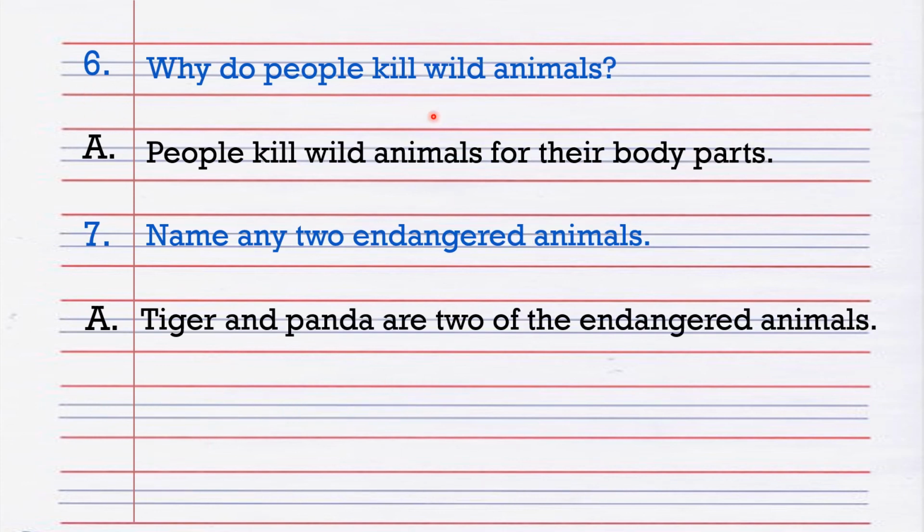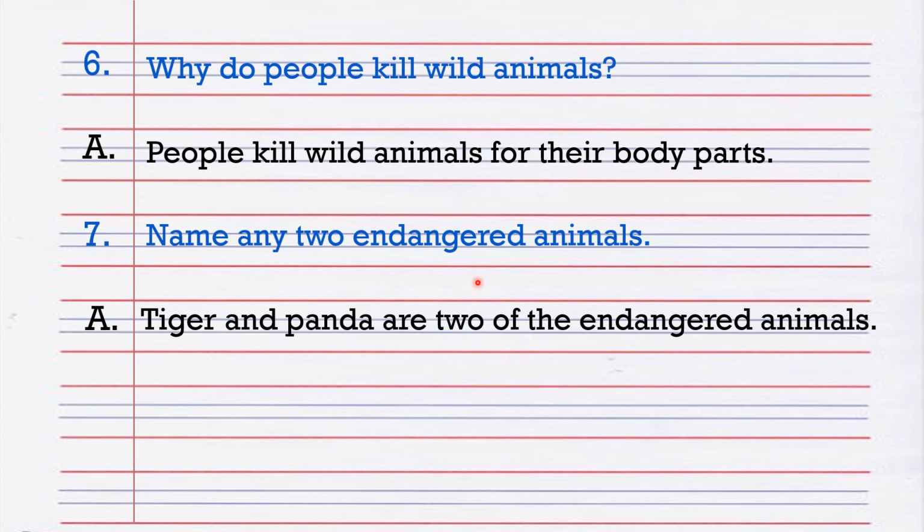Question number 6. Why do people kill wild animals? Why do they kill wild animals? The answer is, people kill wild animals for their body parts. So people kill wild animals for their body parts. And we studied this. We saw that they kill rabbits for their fur, crocodiles for their skin, elephants for their tusks, and so on. So people kill wild animals for their body parts.